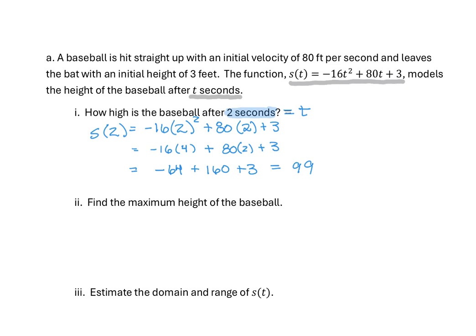We are talking about an application problem, and so we do want to include our correct units. This is a height, and if we look up here, notice that we're traveling at feet per second. We're starting with an initial height of 3 feet, and so that is going to be our units. We want a height of 99 feet. Okay, so this is one of the first things that we can do: we can evaluate a function for an application.